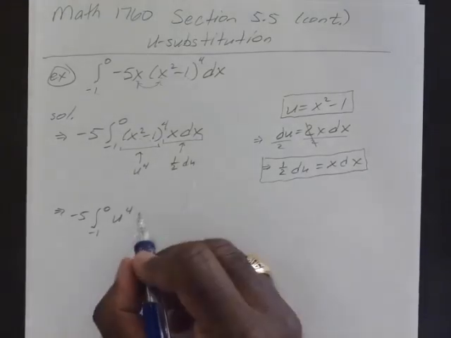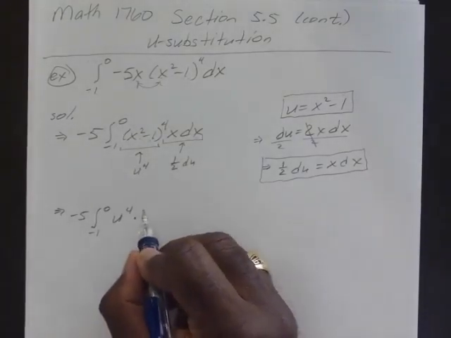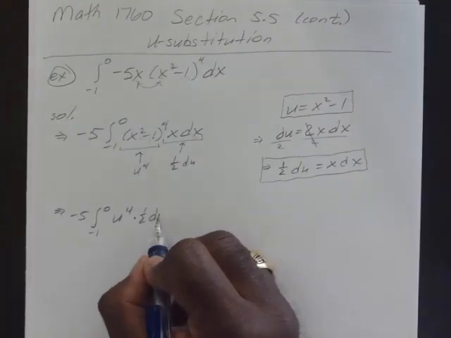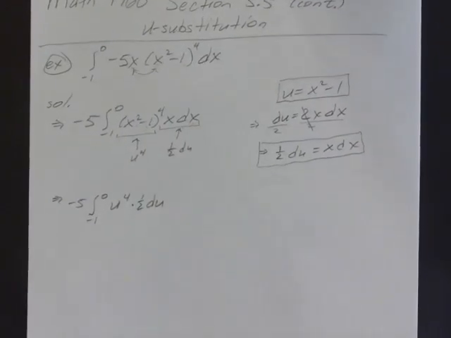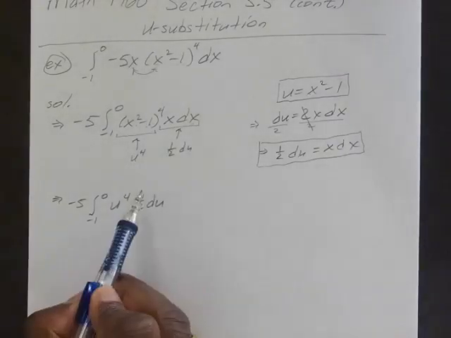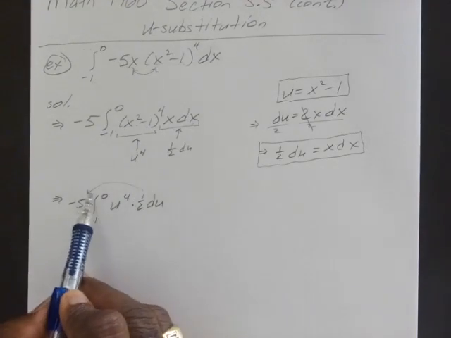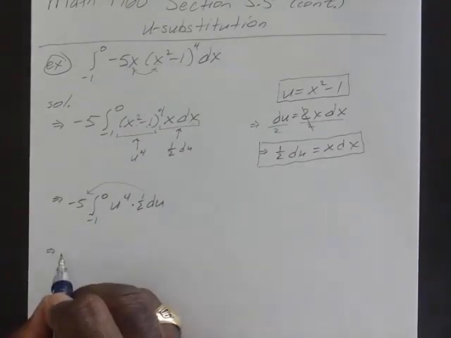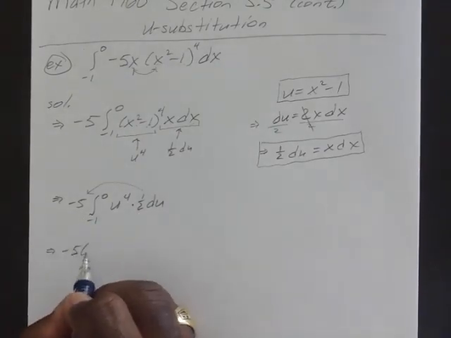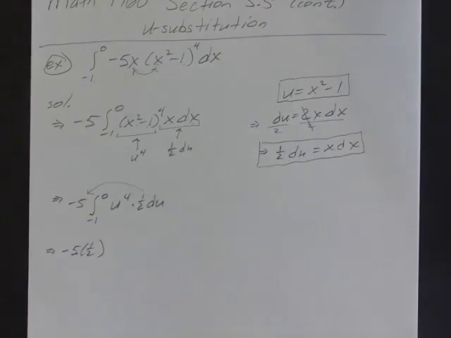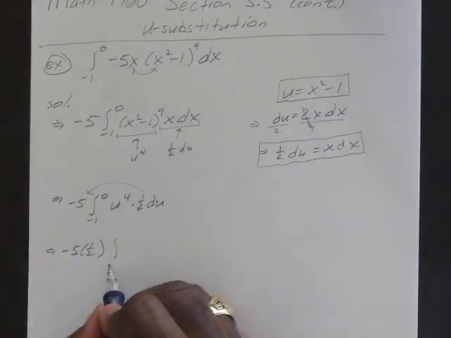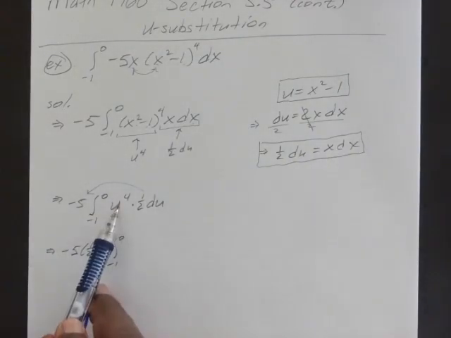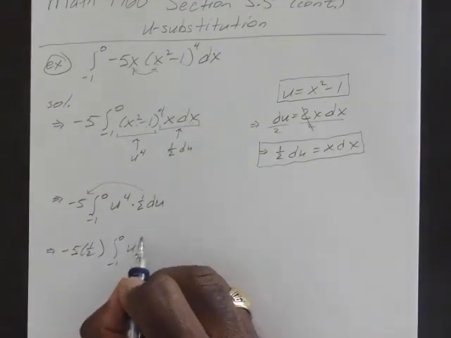And that x dx, we replace that with 1/2 times du. So if we take that 1/2 and just factor that constant right out to the front, you can just say -5 over 2, but I'll just write it as -5 times 1/2 for right now, times the integral from -1 to 0 of u to the 4th power du.